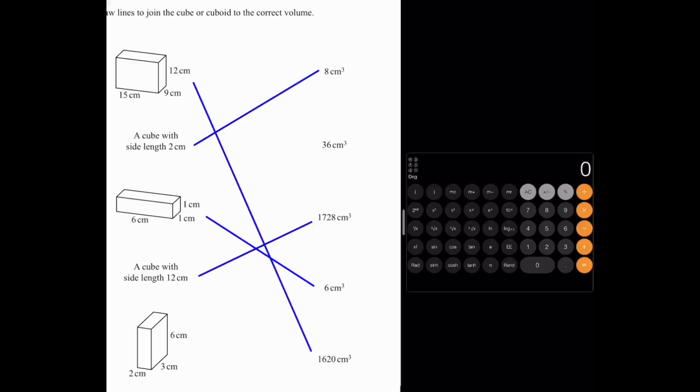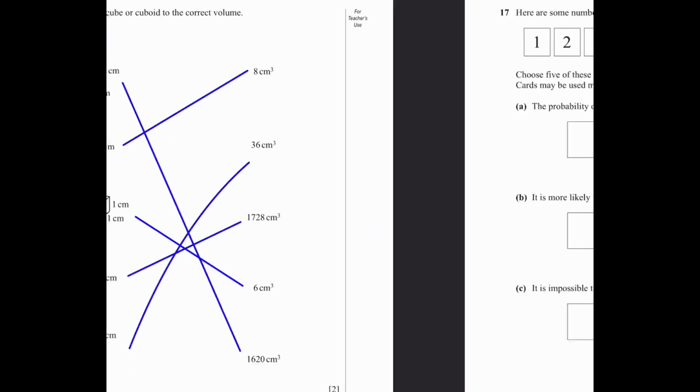A cube with side length 12 centimeters, that means we need 12 cubed, and that is 1728. 2 into 3 into 6 for the last cuboid. You can do it like this. And then that's 36 centimeters cubed. That's the answer. Let's move on to question 17.